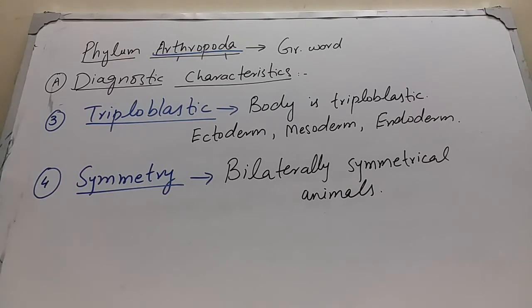Next point is about the symmetry. Symmetry of arthropods is bilaterally symmetrical. They are bilaterally symmetrical animals. Symmetry means that the body of arthropods can be cut into 2 equal halves by using only one plane.